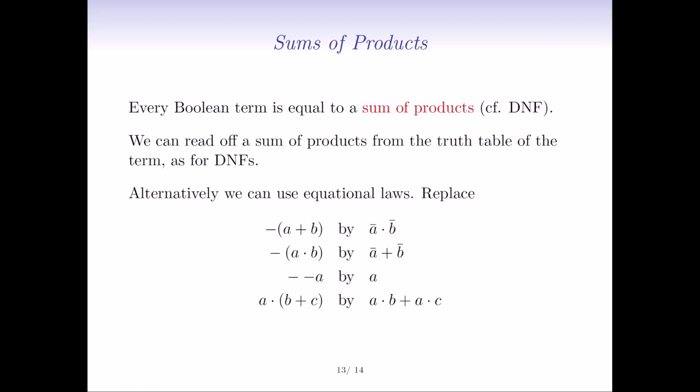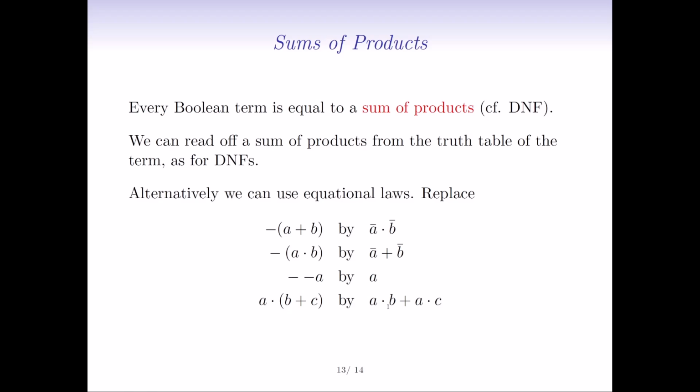By the way, you could also write every Boolean term, instead of as a sum of products, as a product of sums, which would be more or less the same kind of operation, except that you would use the dual distribution law to push sums inside of products. So you use a plus (b dot c) is equal to (a plus b) dot (a plus c). So this same method would get you either to a sum of products or a product of sums, depending on what you want. Of course, a product of sums is like a CNF, conjunctive normal form, in propositional logic.